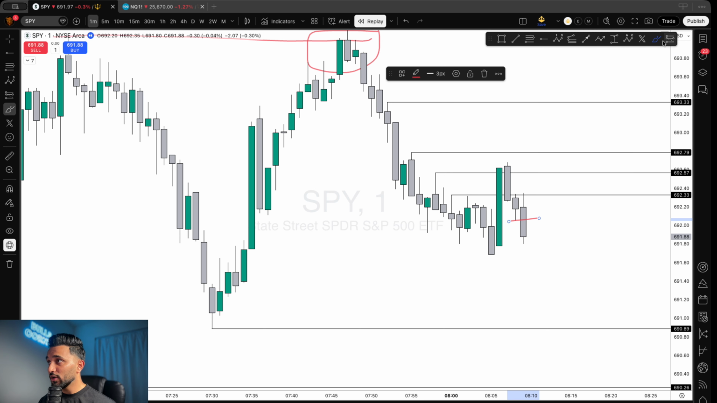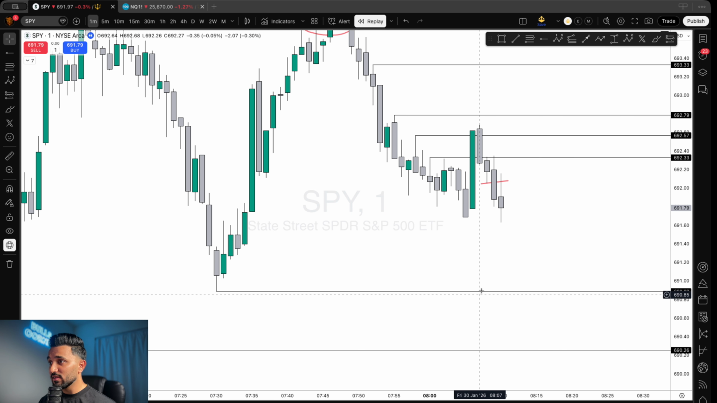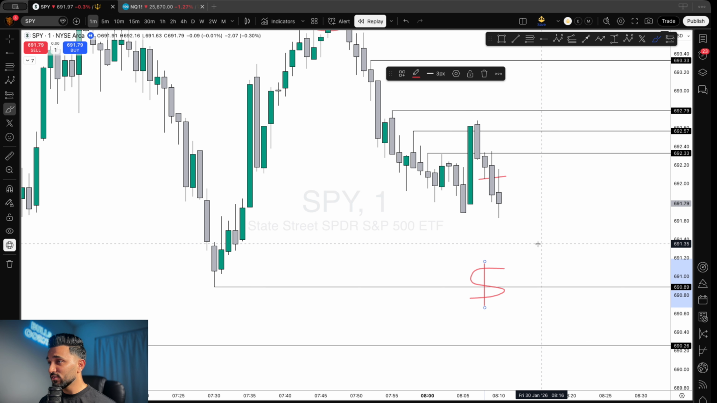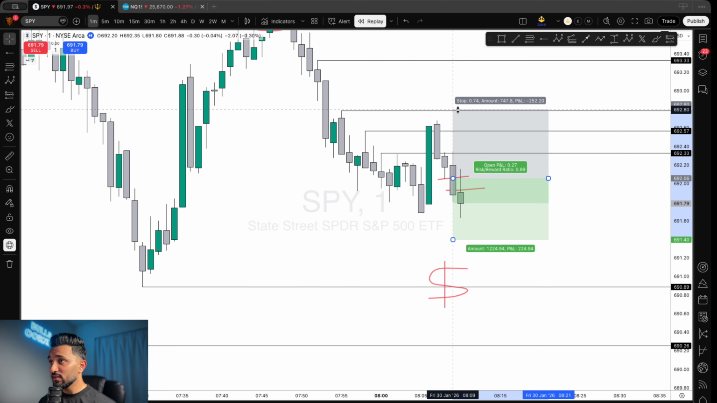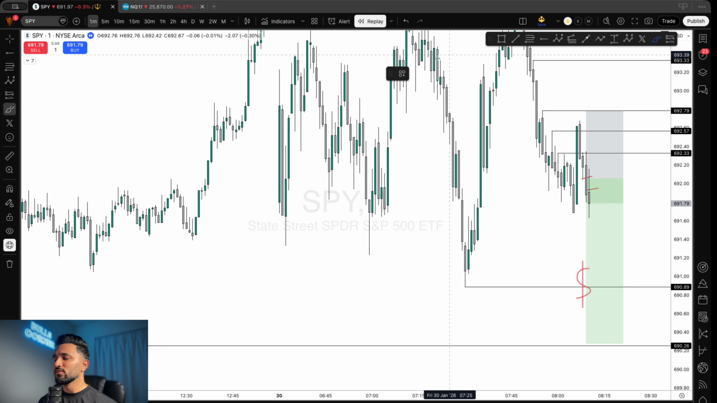I alerted my short entry to the team on the next candle pullback. You see in the next candle, price wicked right on that wick as price was going higher. I knew that price is in a downtrend now after a sweep, and there is liquidity sitting right here at the base low, and that is going to be my target. I alerted my entry right here at this candle's high, and my stop loss was this candle's high, which was 692.80.